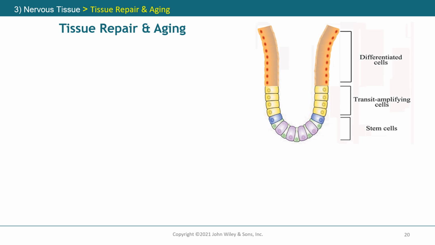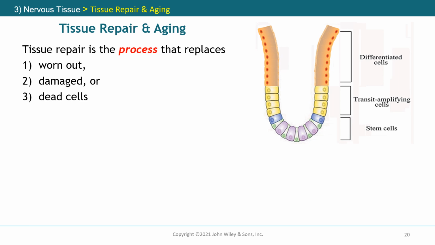And finally, we're going to talk about tissue repair and aging. You have heard so much about aging, for example, Alzheimer's, what is happening to your brain? You know, you are able to grow back your hair, but even your hair starts turning white. So what happens when we age with those cells? Tissue repair is the process that replaces cells. Sometimes they are worn out, sometimes they are damaged. So you can have an injury, you can have dead cells, and tissue repair is very important.